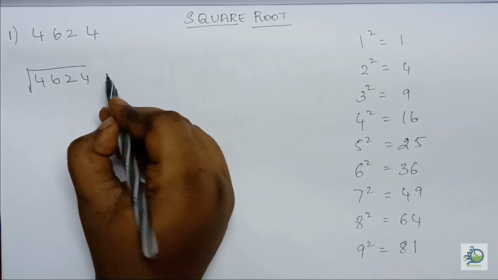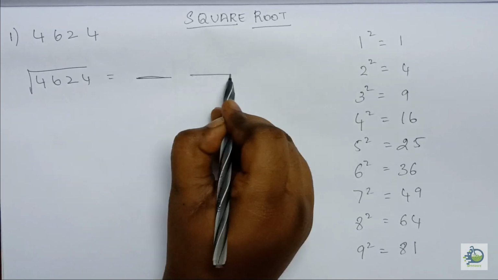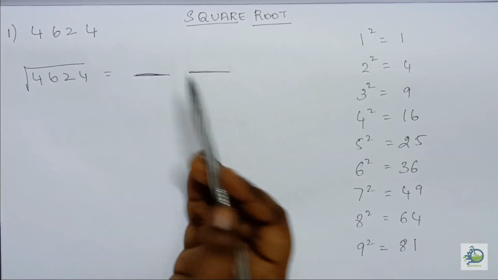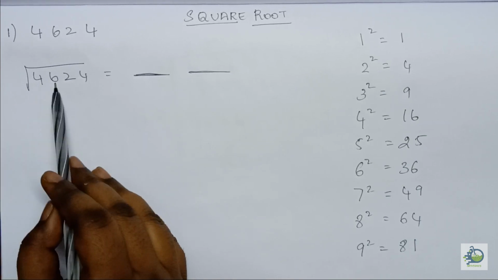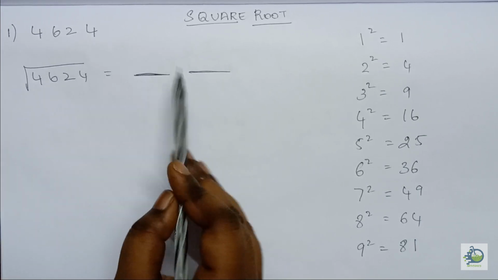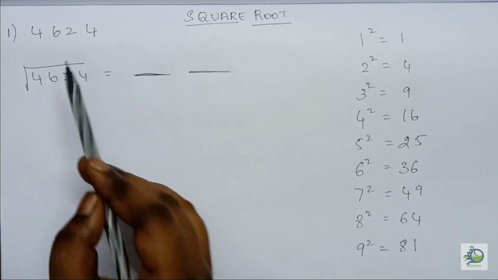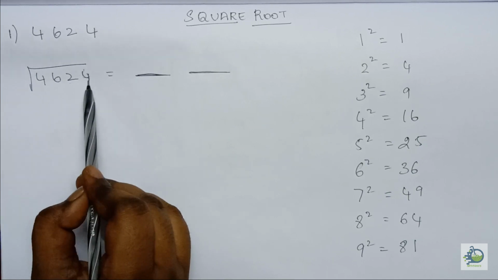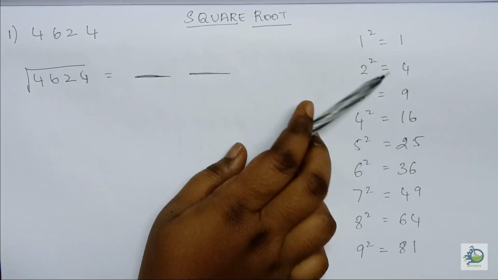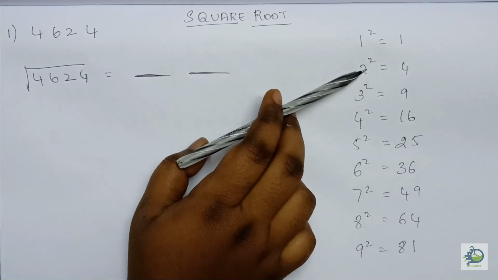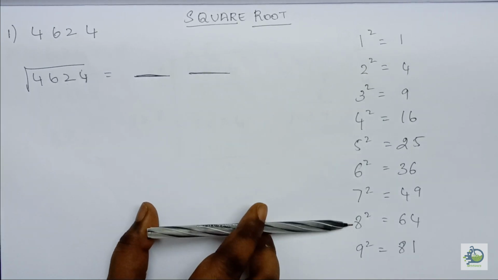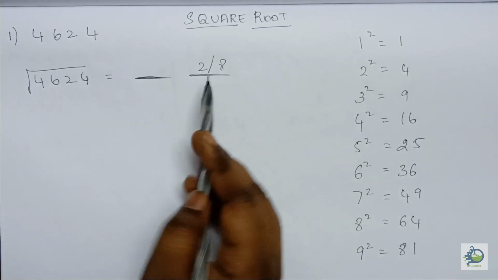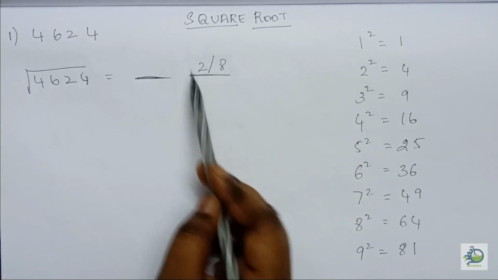I'm going to get an answer which is a 2-digit answer. We know that when we take the square root of a 4-digit number, we will obviously end up getting a 2-digit number. For the unit place, here you have 4 in the unit place. Now we have to check where the 4 comes from. 2 square gives me 4 and 8 square gives me 64. So either it must be 2 or 8 in the unit place.